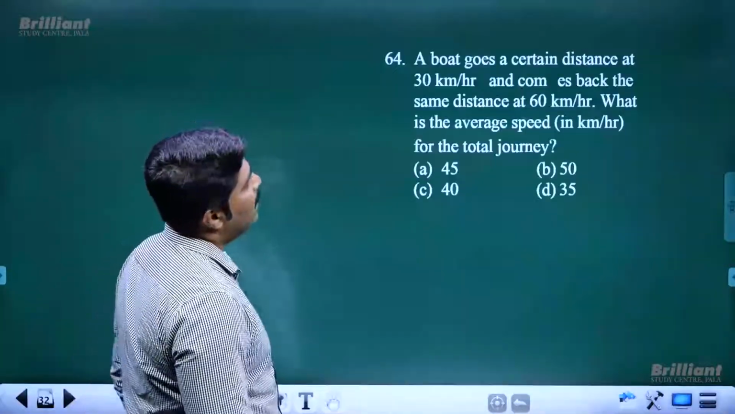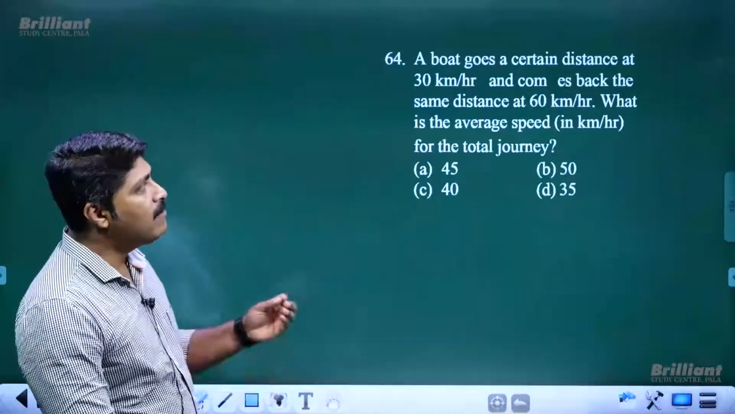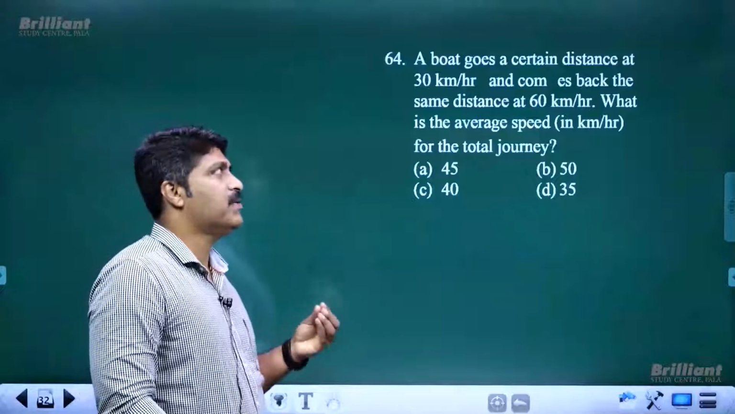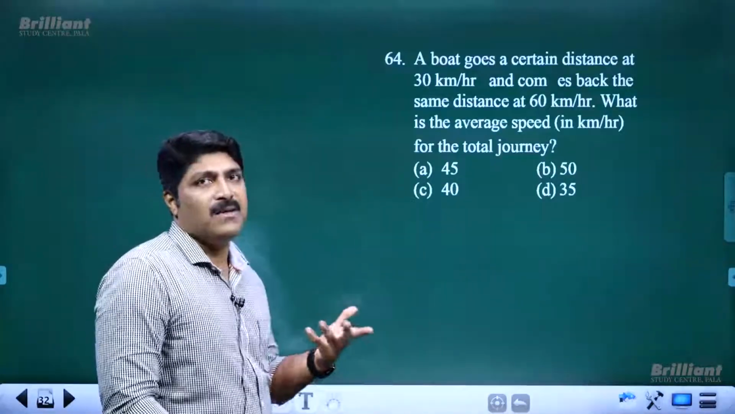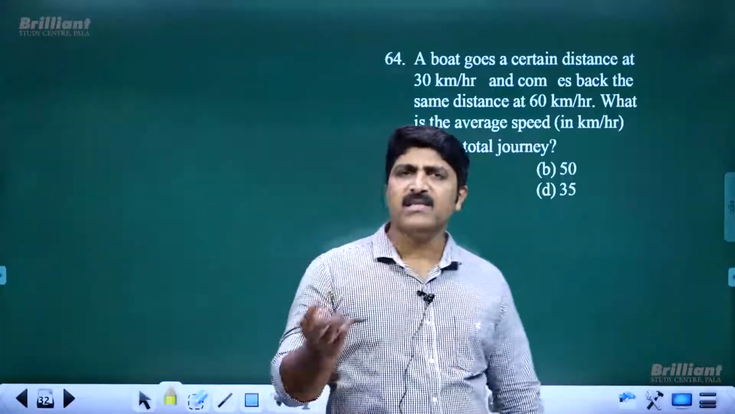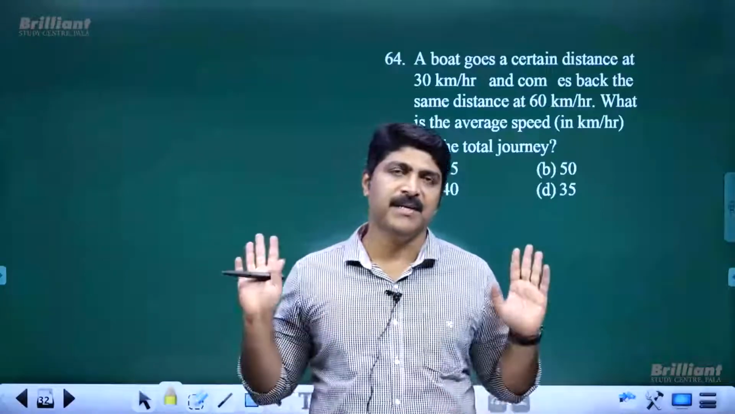Move further. A boat goes a certain distance at 30 km per hour and comes back the same distance at 60 km per hour. What is the average speed? It's a case of to and fro journey. Whether it's a boat or a car or bus or a person, that's not a matter here.